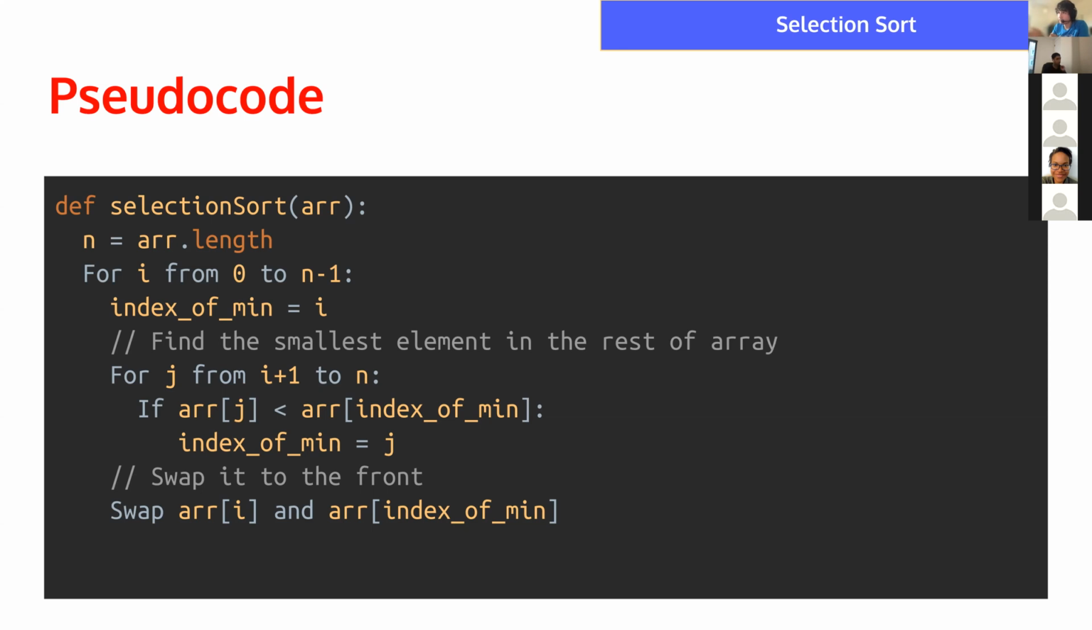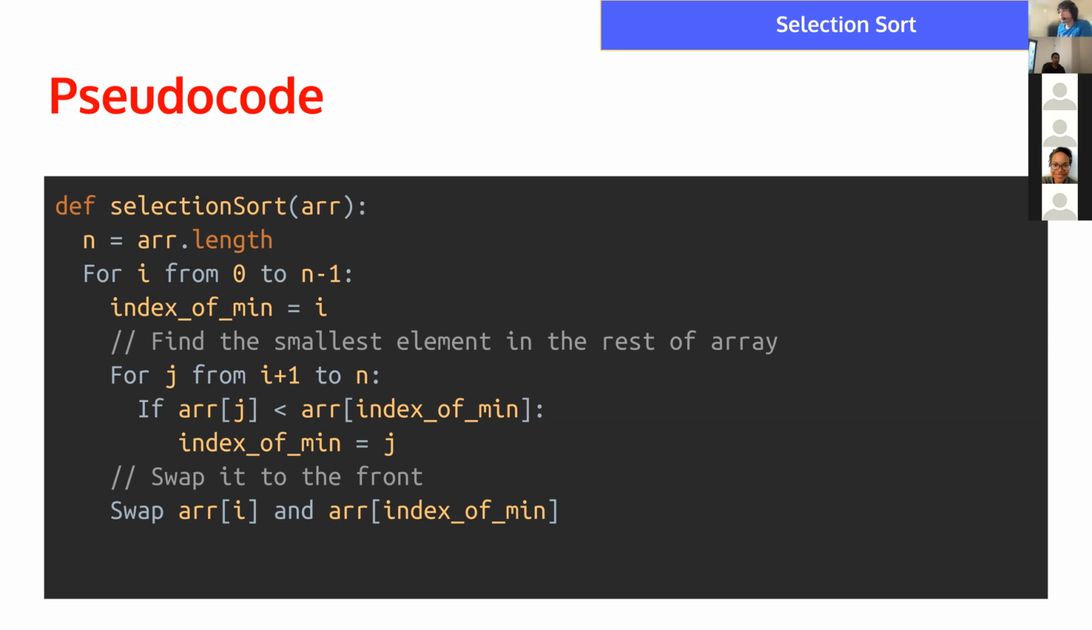So we will loop through the entire array, checking every element in the array. If the one is smaller than our current index of min, then we store that as our index of min. Now that we found the smallest element in the rest of the array, we're going to swap it to the front. And we'll keep repeating this for every position in the array.